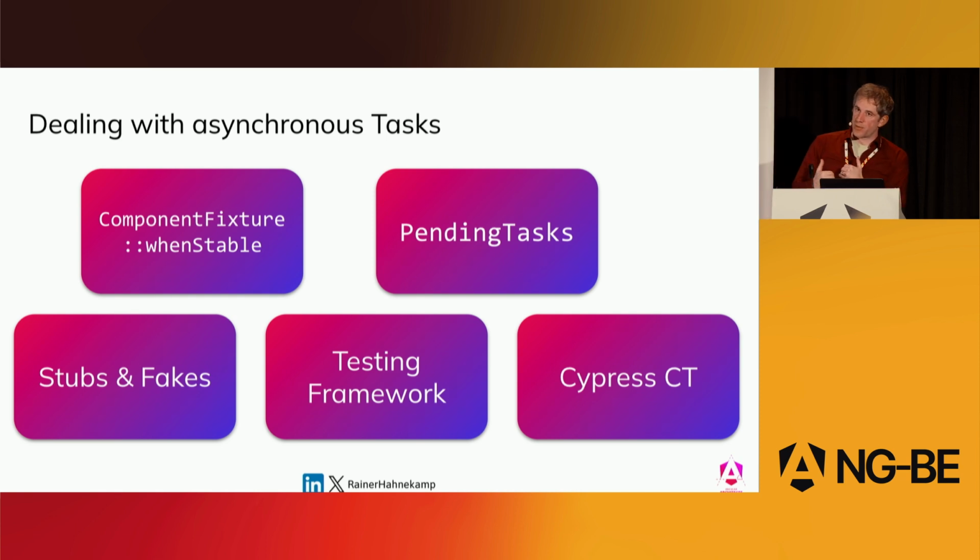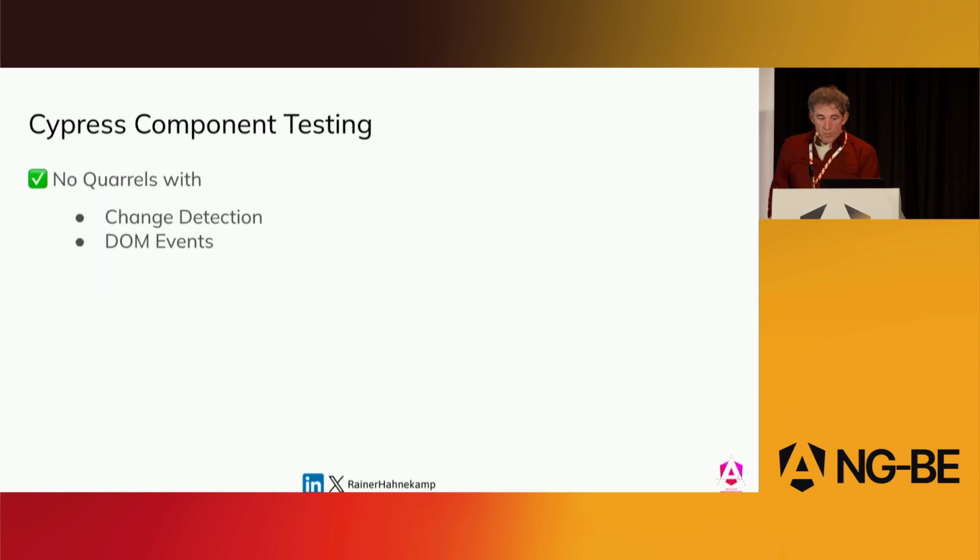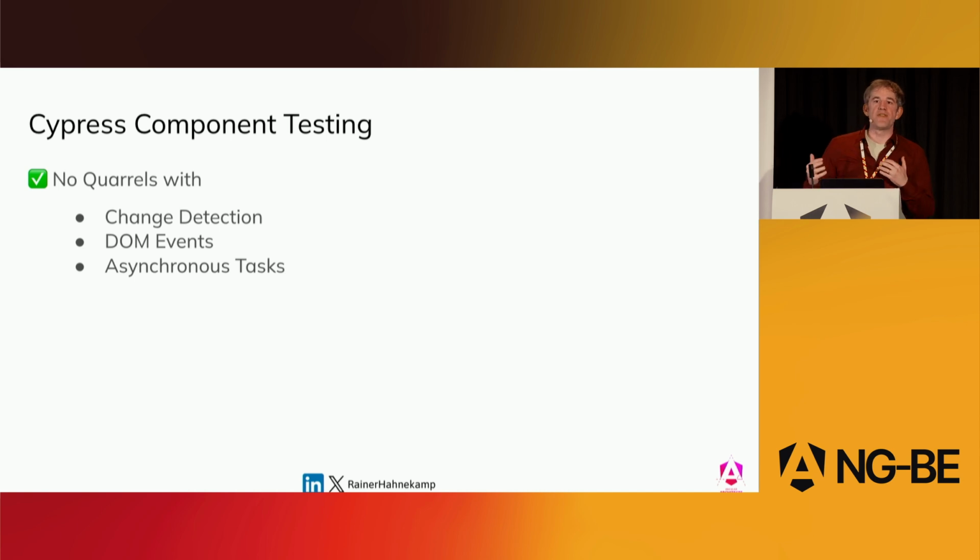But from Cypress's perspective, that's an end-to-end test, which means you have all the advantages that you get from an end-to-end test. You don't need to care about asynchronous tasks. Cypress will wait for it. You also don't need to care about DOM events. So do I actually also trigger all the DOM events which are necessary? Cypress also does it. And of course change detection also just works like in a normal application. The developer experience is of course much, much better.